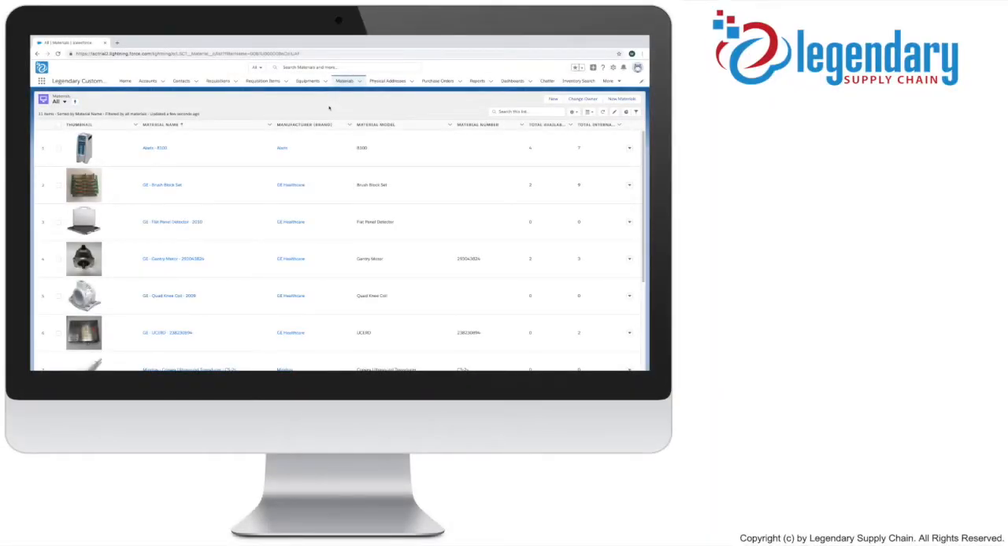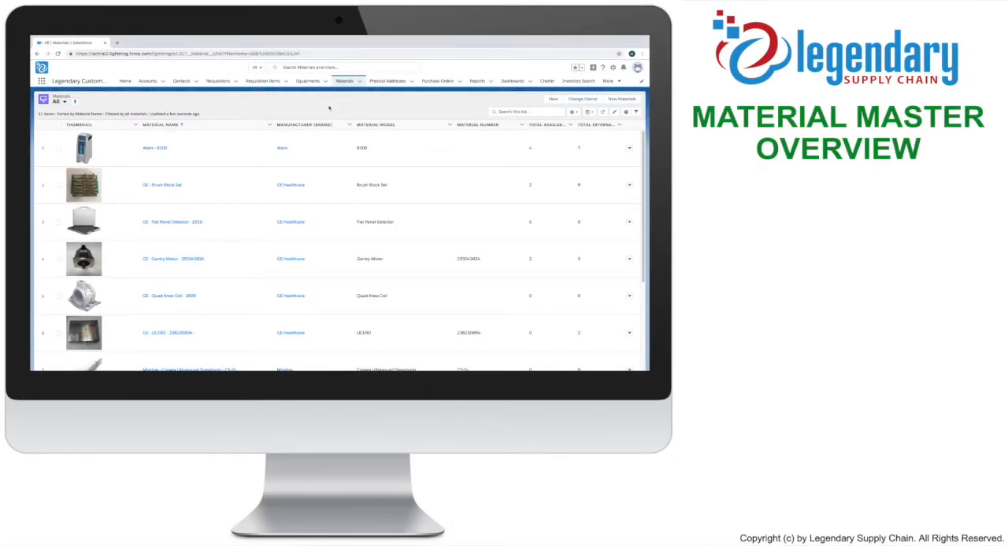So these are our materials. This is an object that we use to store all of our item master level information, such as our manufacturer, our models, our part numbers, and any detailed specifications about a particular item. But it's important to note that a material is not inventory. It is just the model information of a particular item. You may or may not have stock of this item.